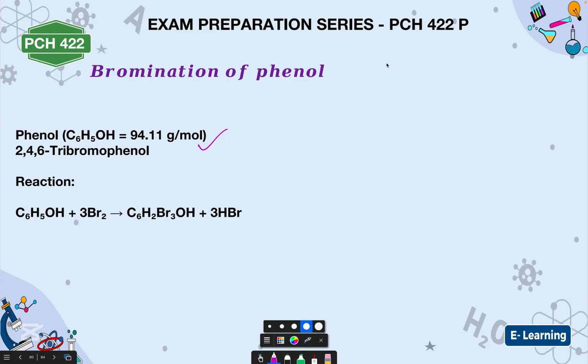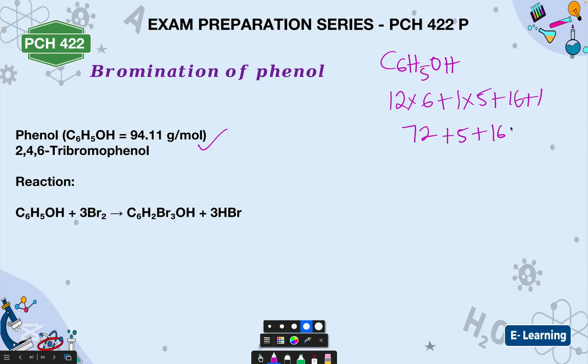Phenol is what? C6H5OH. Carbon is 12, so you say 12 times 6, plus hydrogen is 1 times 5, plus oxygen is 16, plus hydrogen is 1. 12 times 6 is 72. 1 times 5 is 5. Then 16 plus 1. 72 plus 5 is 77. 77 plus 16 is 93. 93 plus 1 is 94, which is approximately 94 gram per mole. Is that okay? So that is how to calculate the molecular weight in case you are not given.